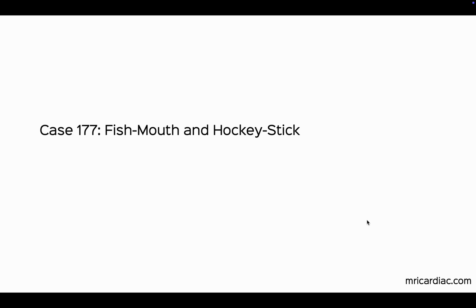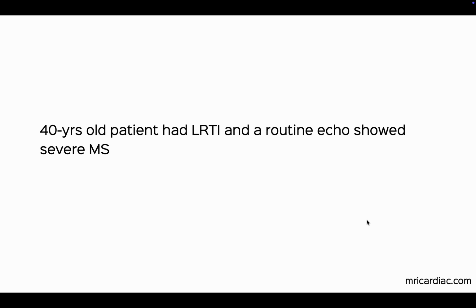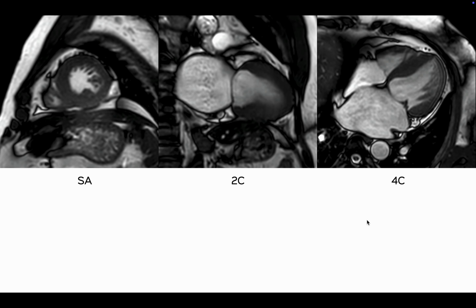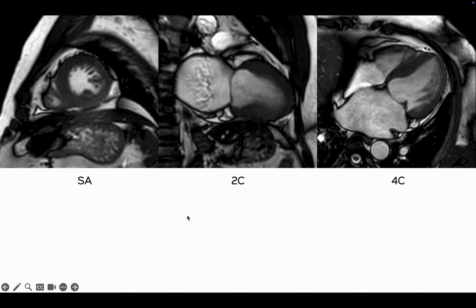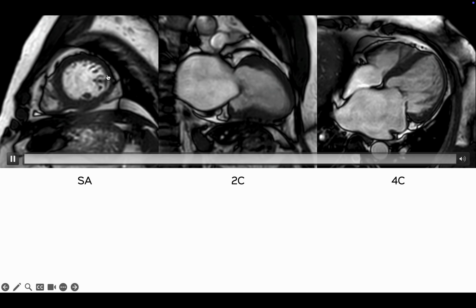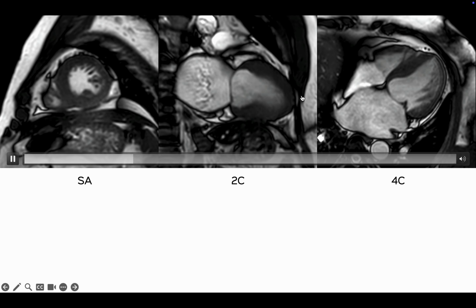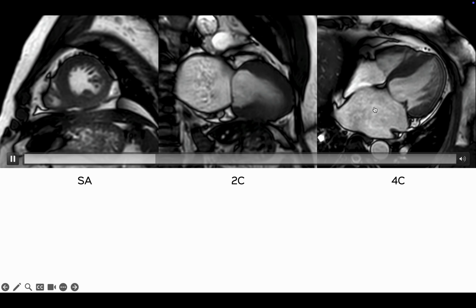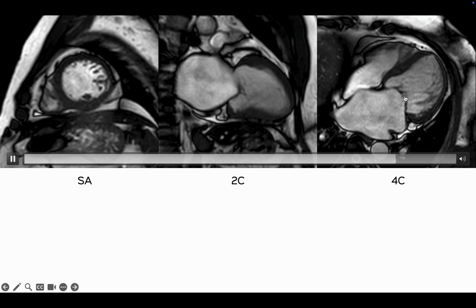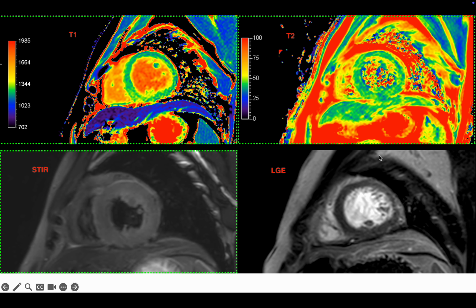All right, so the topic is fish mouth and hockey stick. This is a 40-year-old patient who had a lower respiratory tract infection. A routine echo showed severe MS, completely undiagnosed before that, and there were quite typical findings. If you look at the MR here, there's normal contractility and thickening on the short axis, two-chamber and four-chamber as far as the LV is concerned, but clearly the LA is dilated, and we're seeing some issues with the mitral valve. The multiparametric is completely normal.